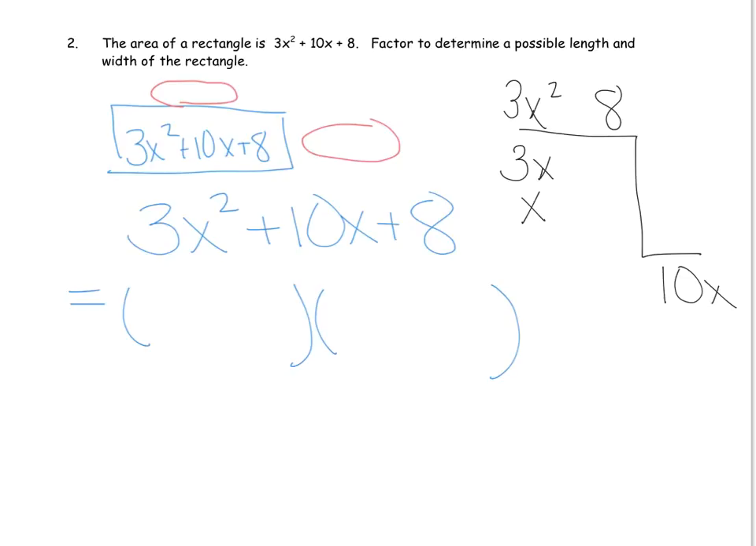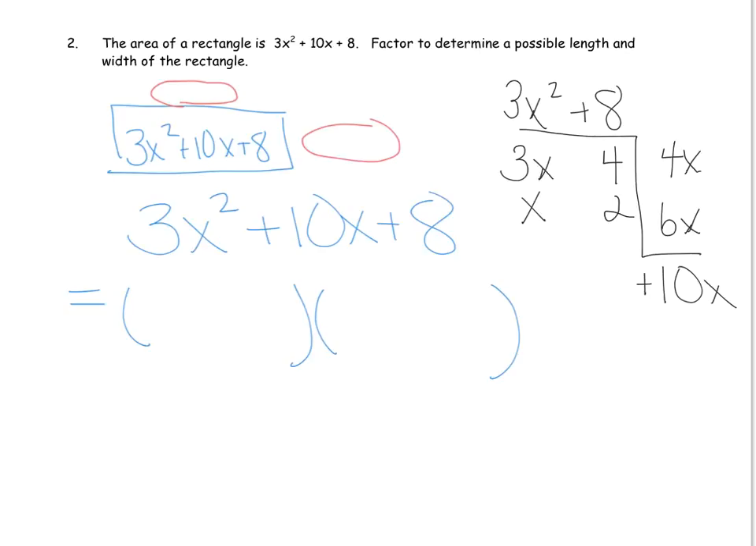And it seems like 4 and 2 are going to work, okay? Note that both of these are positive. Okay, so I think that we are going to end up having 4 and 2. I'm going to try it like this. Okay, and then if I cross multiply here, I would get 6x, and cross here, I would get 4x.